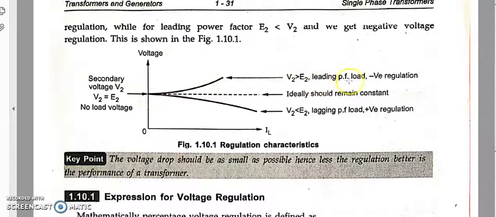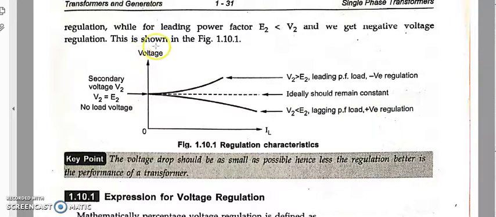But for leading power factor, what happens? If I use a capacitive load, V2 will be greater than E2. That's why I'm going to get negative regulation for a capacitive load. Again, coming to the lagging load, where E2 is greater than V2, you're going to get the regulation as positive.